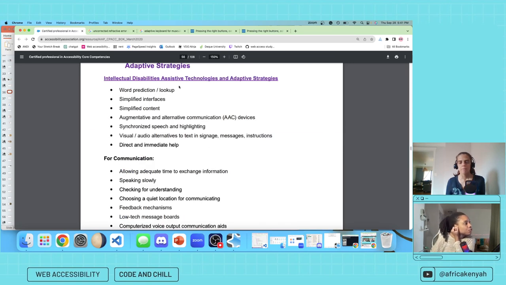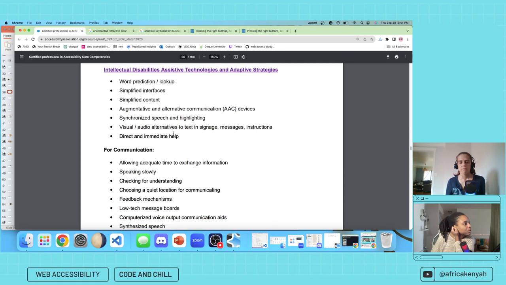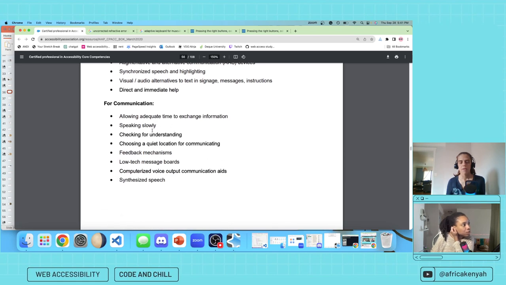So their adaptive strategies, I think I have this on here. Speaking slowly, checking for understanding. That's a good one. Checking for understanding.